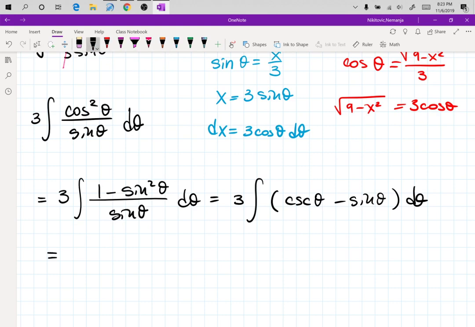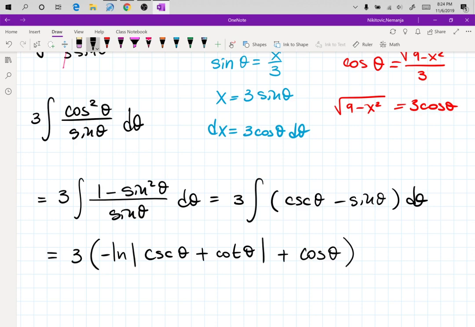The integral of cosecant theta is ln of cosecant theta plus cotangent theta, and I need to put the absolute value here. There we go. And minus the integral of sine is negative cosine, so minus and minus gives you plus. So cosine theta, plus c.